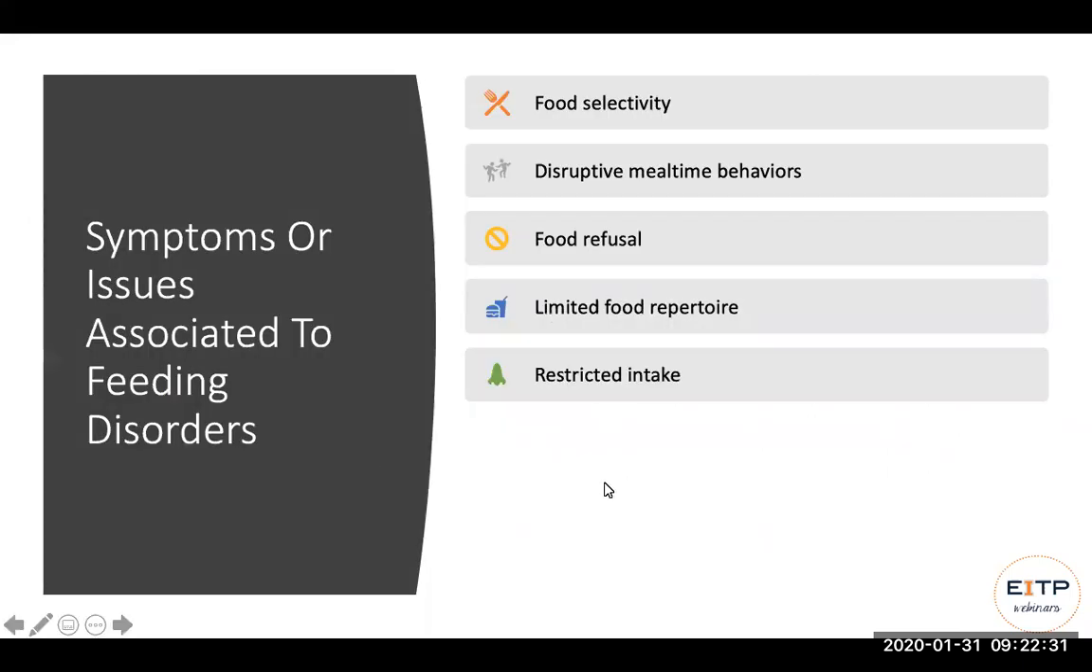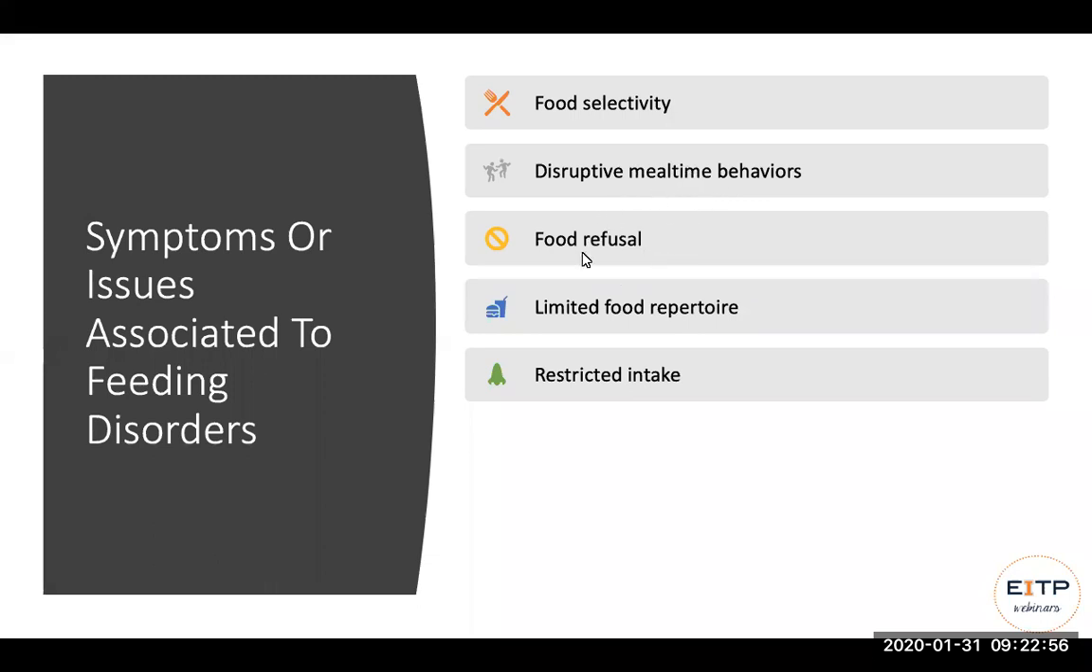So how do these feeding problems present? They can present with food selectivity. They can present with disruptive mealtime behaviors. This can be very stressful for parents because a primary function of a parent is to feed their child. And when children are having a hard time eating, that can be very stressful, and that can be a vicious circle of stress at home.